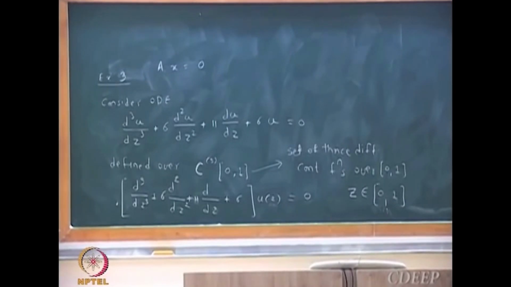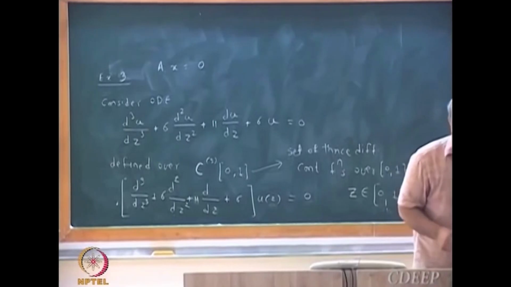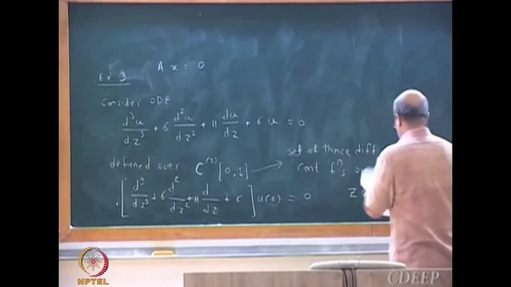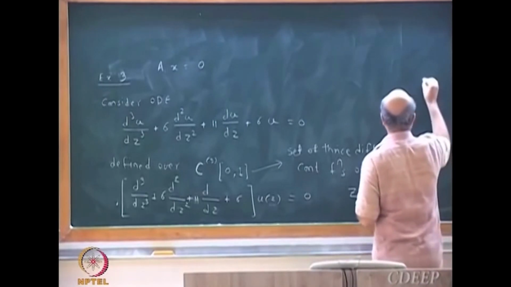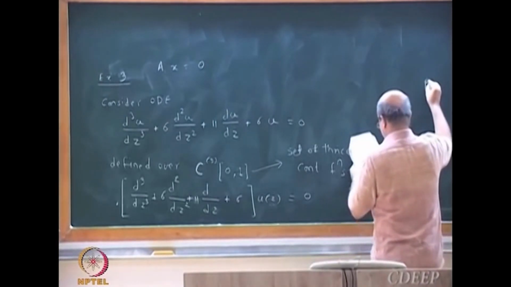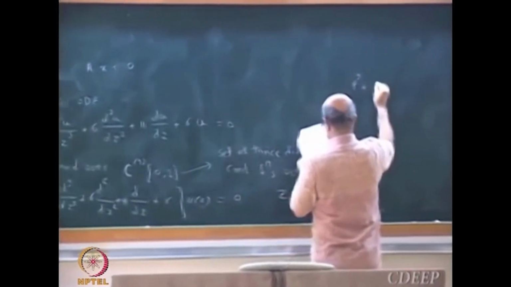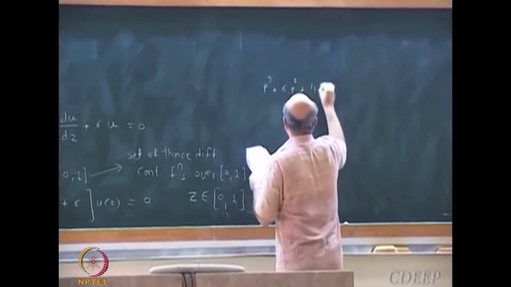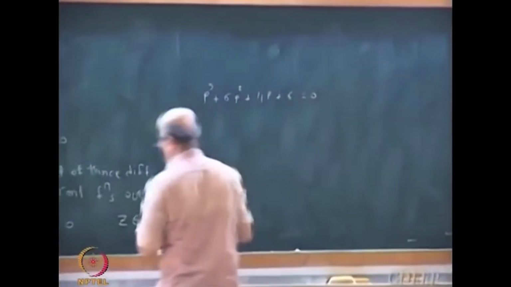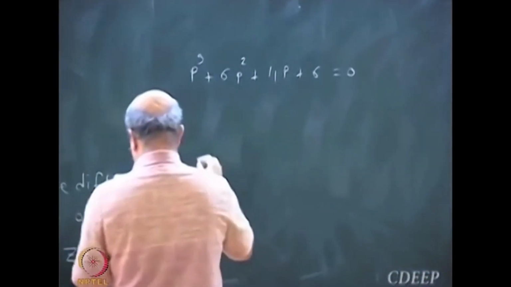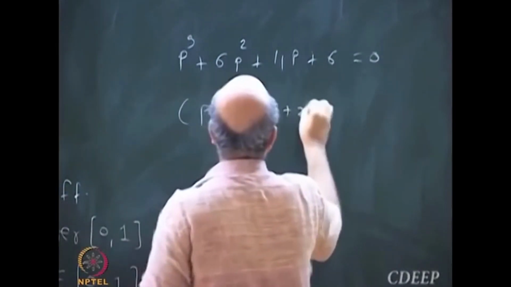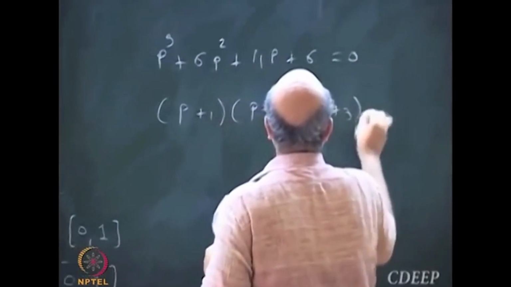How do you do that? You write the characteristic equation and then you write the solution. So let's do what you already know. So the characteristic equation will be p^3 plus 6p^2 plus 11p plus 6 is equal to 0, and then I can write (p plus 1)(p plus 2)(p plus 3) is equal to 0.